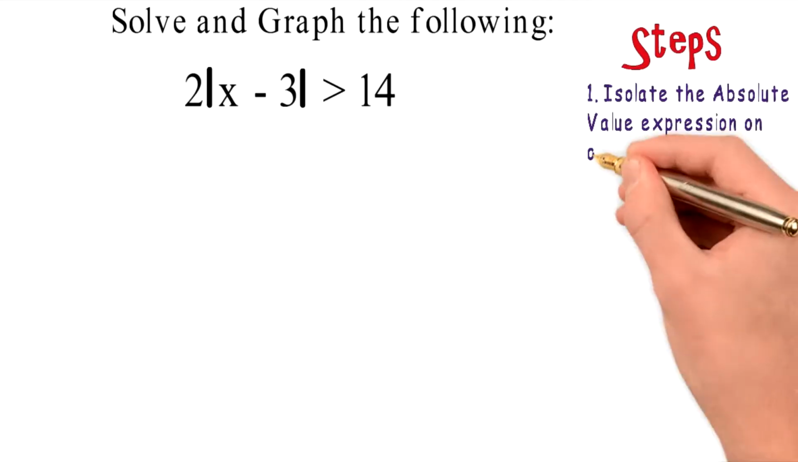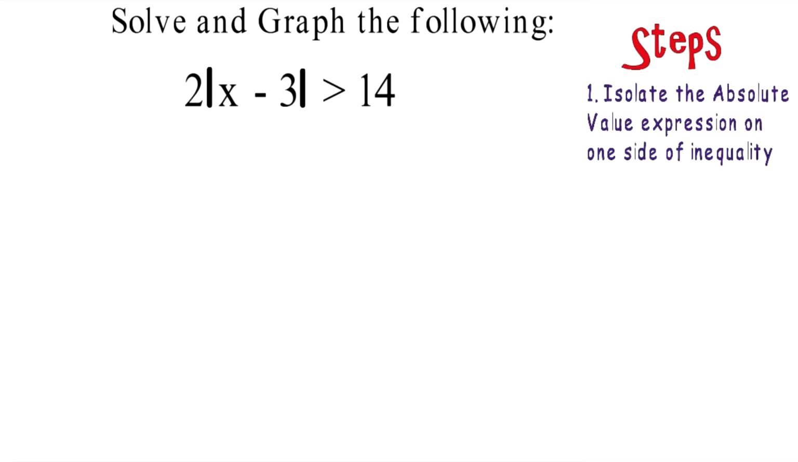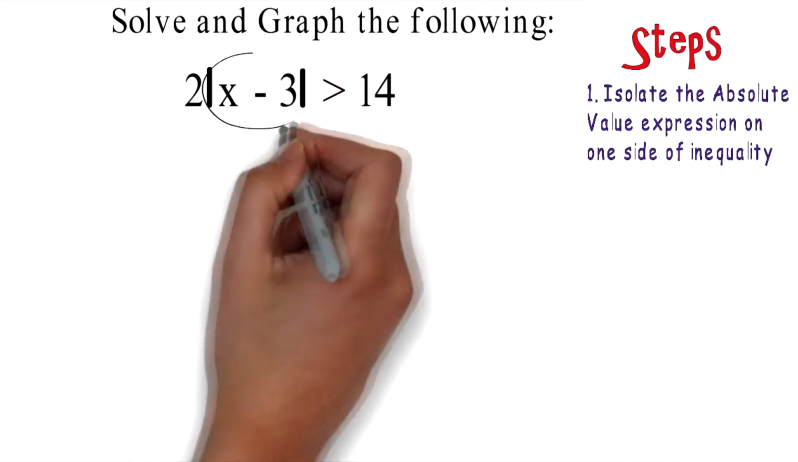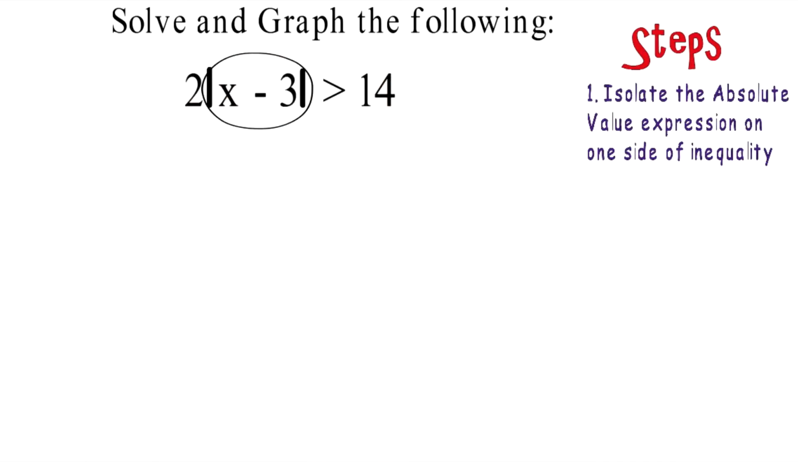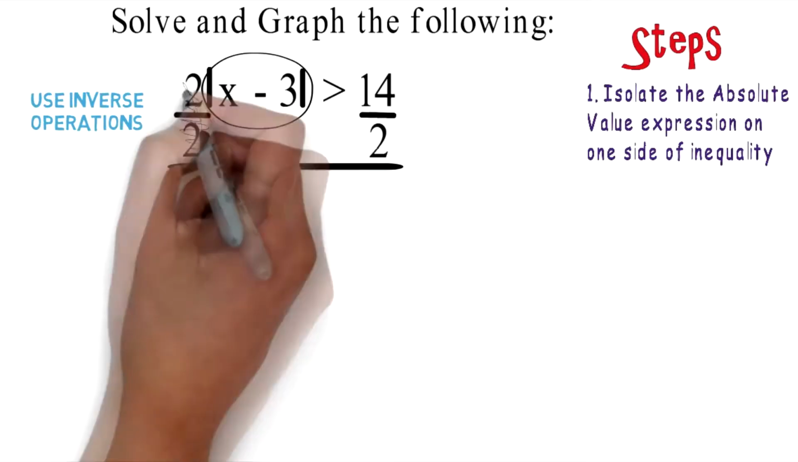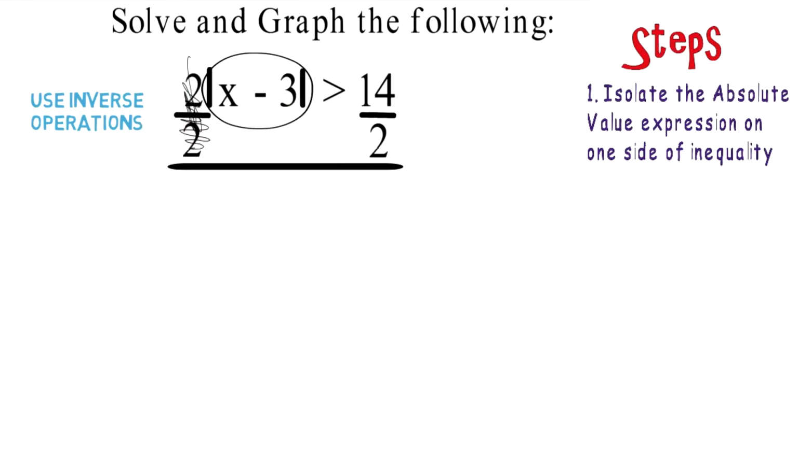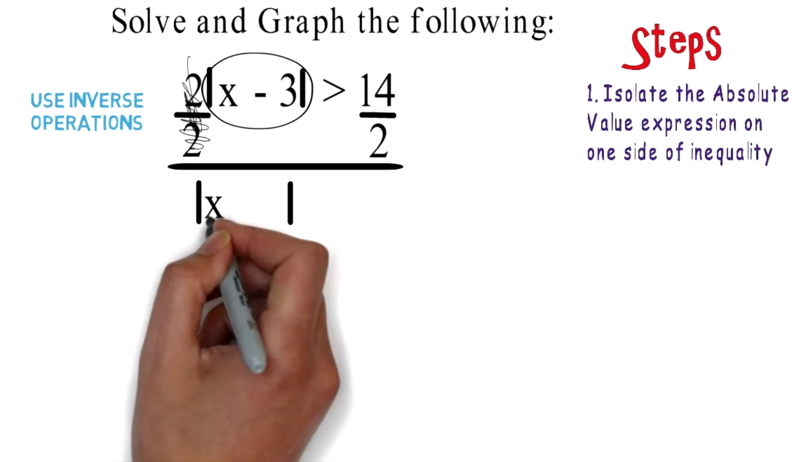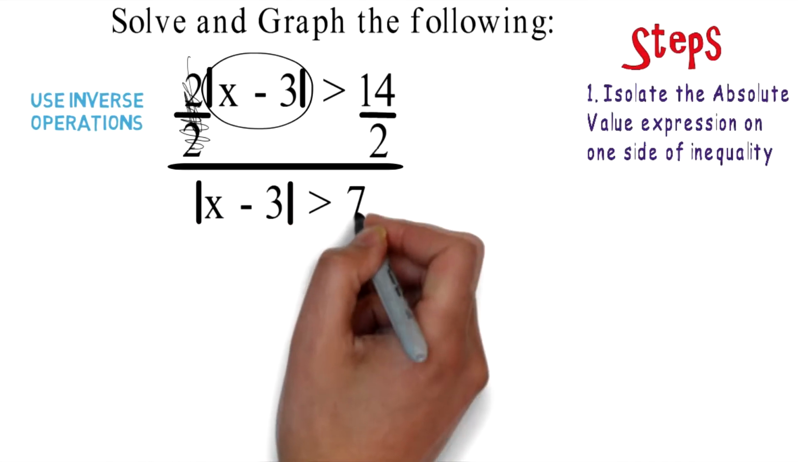isolate the absolute value expression on one side of the inequality. And x minus 3 in the absolute value sign, that's your absolute value expression. You're going to want to use inverse operations to isolate this absolute value expression. Because it's multiplied by 2, you're going to use the inverse operation, which is to divide by 2 on both sides. Divide the left side by 2, and divide the right side by 2. 2 divided by 2 cancels out, and you are left with absolute value of x minus 3 is greater than 7.